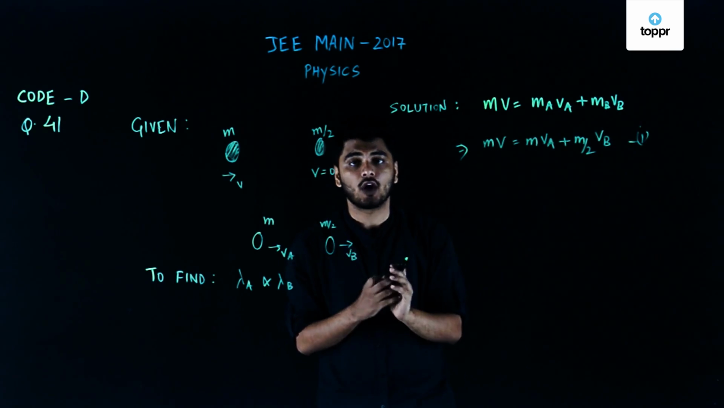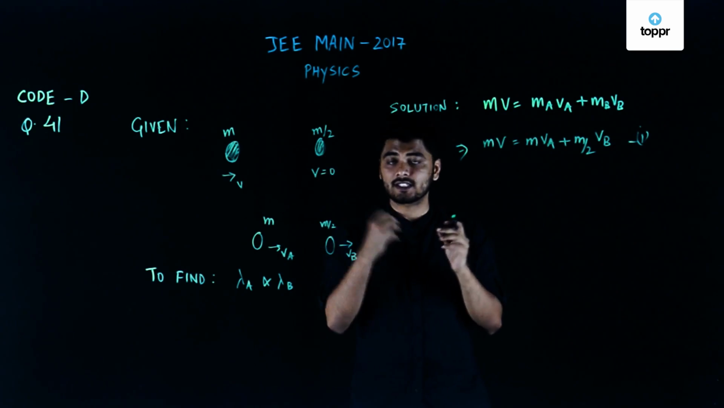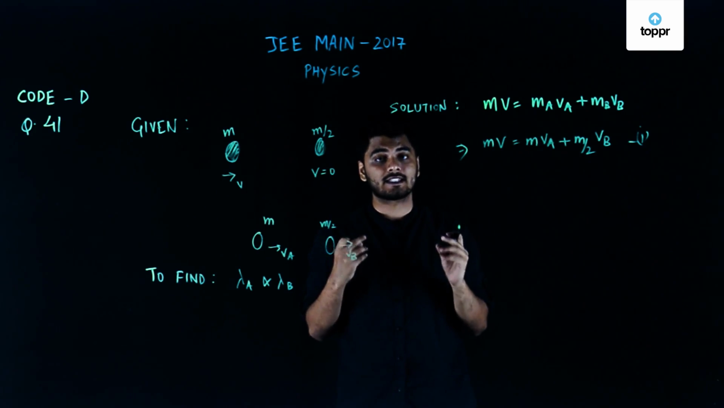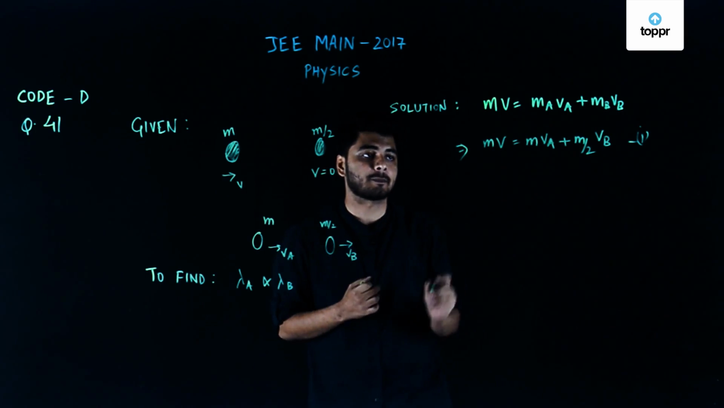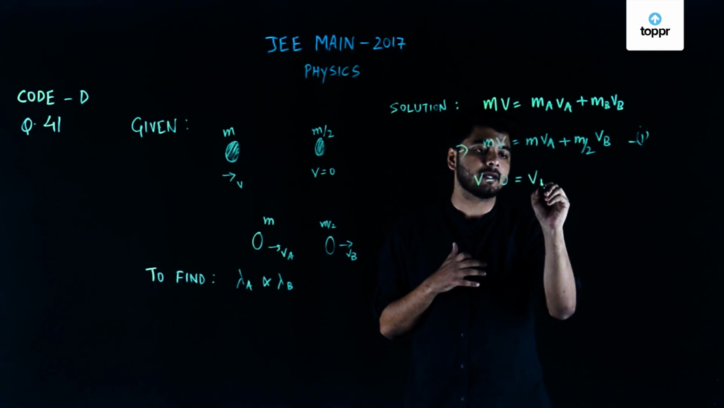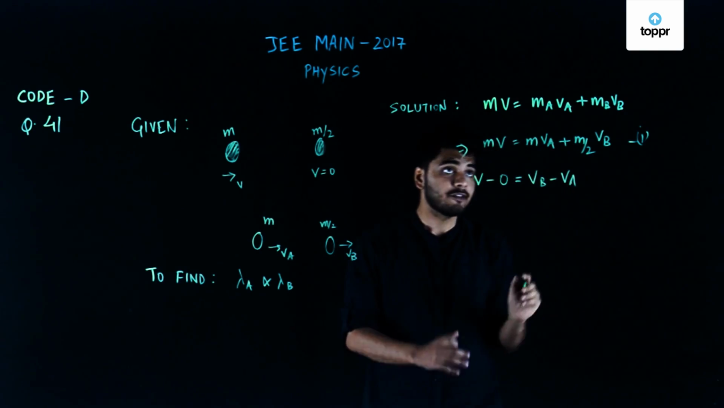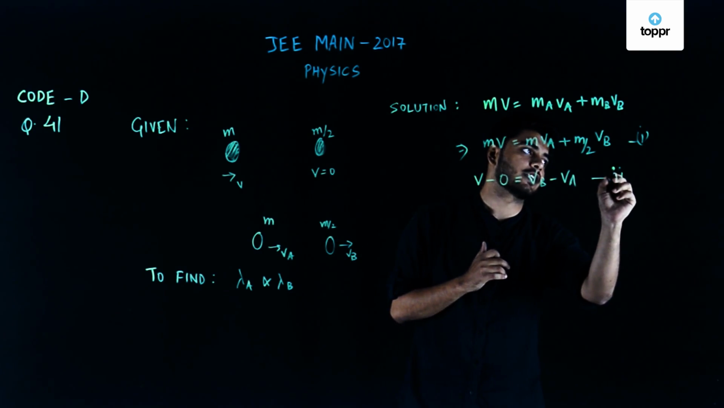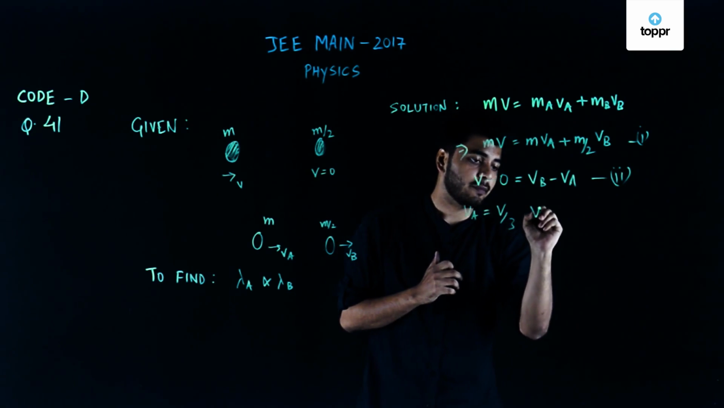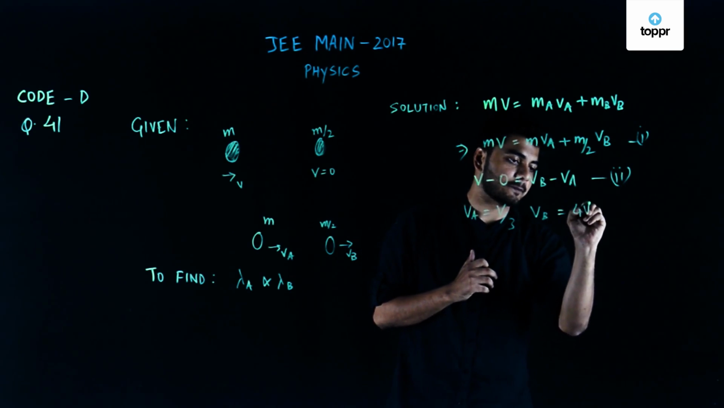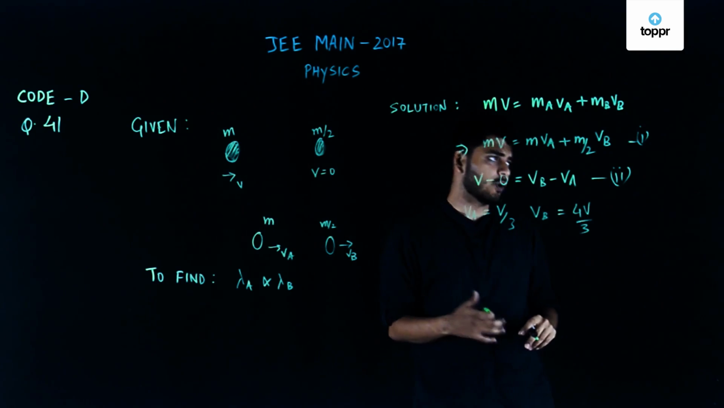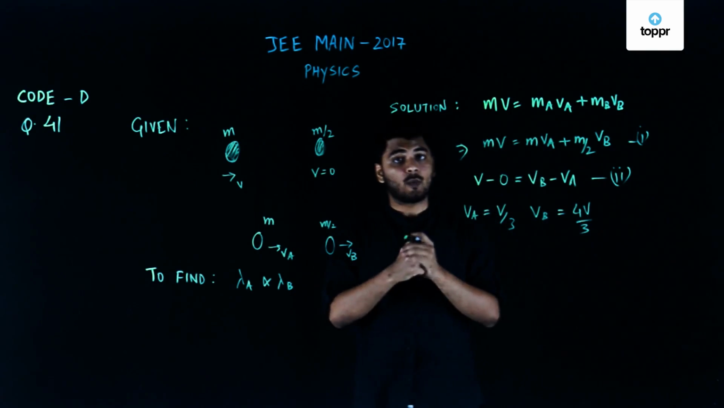The second equation would be the principle of elastic collision, that is, the velocity of approach would be equal to the velocity of separation. Since it is an elastic collision, these two need to be the same. So the velocity of approach is v minus 0 and the velocity of separation would be Vb minus Va. If you solve equation 1 and equation 2, you get Va equals v by 3 and Vb equals 4 times v by 3. That means particle B is moving with a velocity 4 times that of particle A. These are the final velocities.